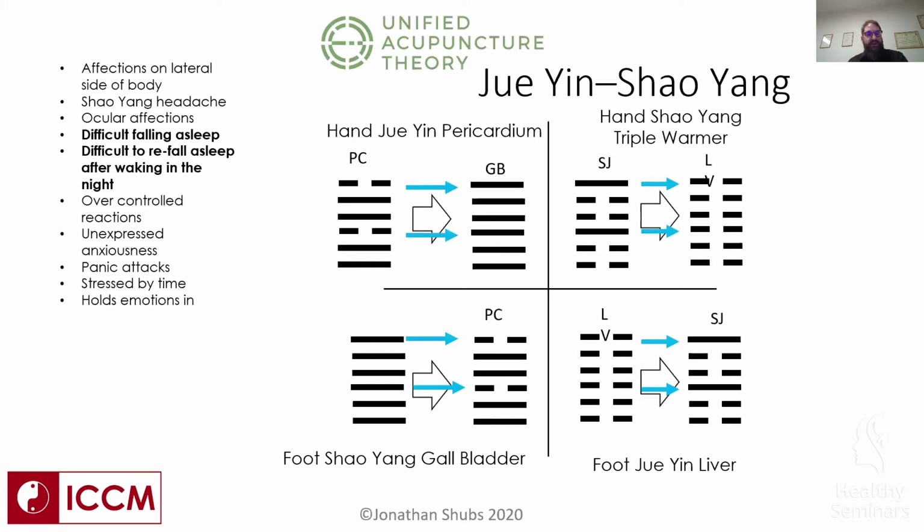Now, there are also some other psychological aspects of it. For example, somebody who over-controls their emotions, has over-controlled reactions, doesn't express themselves very easily, is very tight, stressed by the amount of things they have to do in the amount of time, and holds their emotions in. All of these go with that problem of not being able to fall asleep.